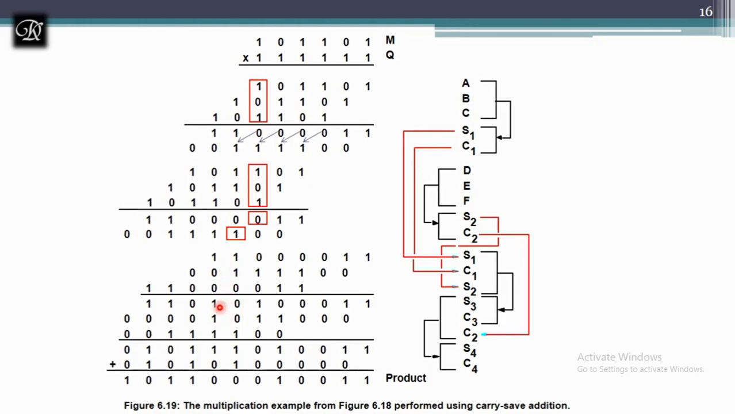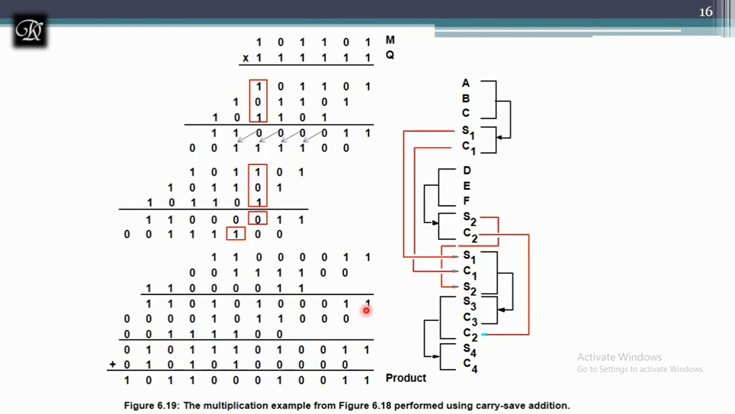And 1, it is sum is 1 and carry to the next level is 0. And 0 and 0, sum is 0, carry to the next level is 0. And 1, it is 1 and carry to the next level is 0. And 1, it is 1 and carry to the next level is 0. Now I found S3 and C3. Now to group them, I need support from C2 also. So I am deriving C2 as it is, that is 0 0 1 1 1 1 0 0. So I got 0 0 1 1 1 1 0 0 at the same bit position.